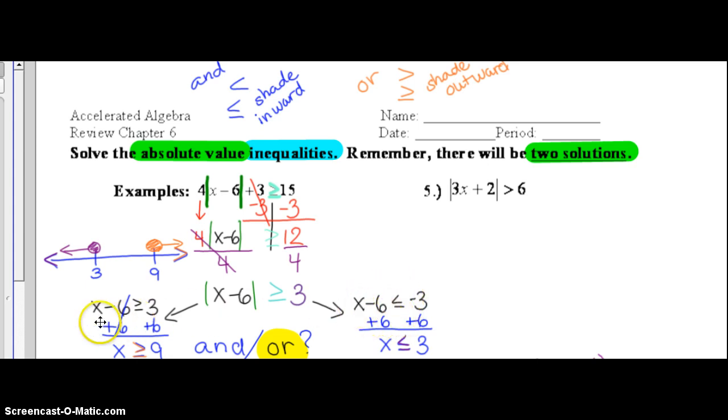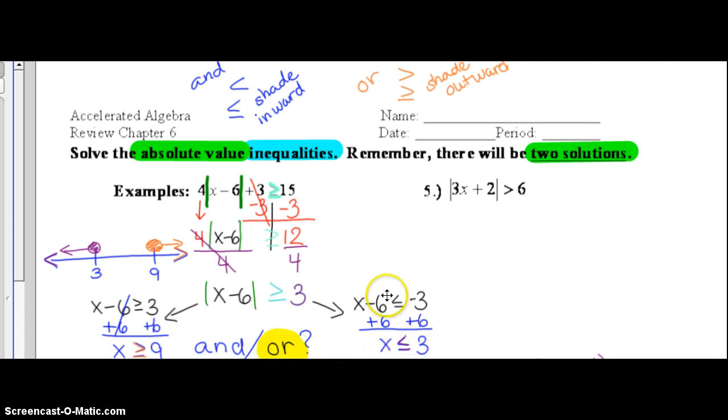In order to solve for x, because remember I'm solving for the variable x, I have to add 6 to both sides of my inequality. The opposite of minus 6 is plus 6. 3 plus 6 makes 9. So I have x greater than or equal to 9. The question is, is it and or or? Will I shade inward or outward?